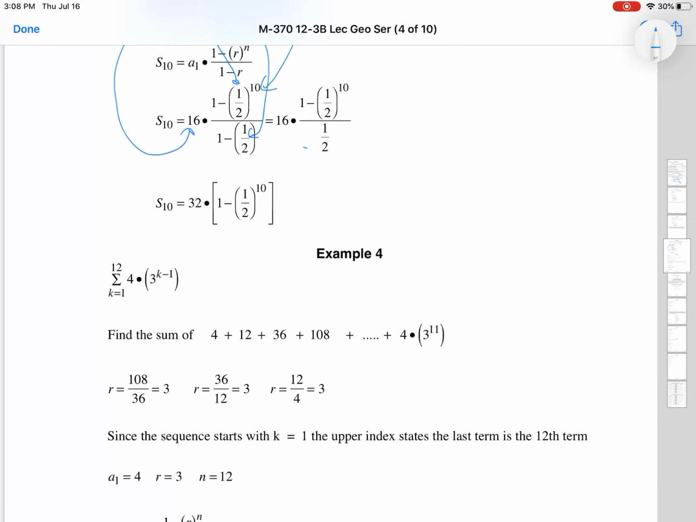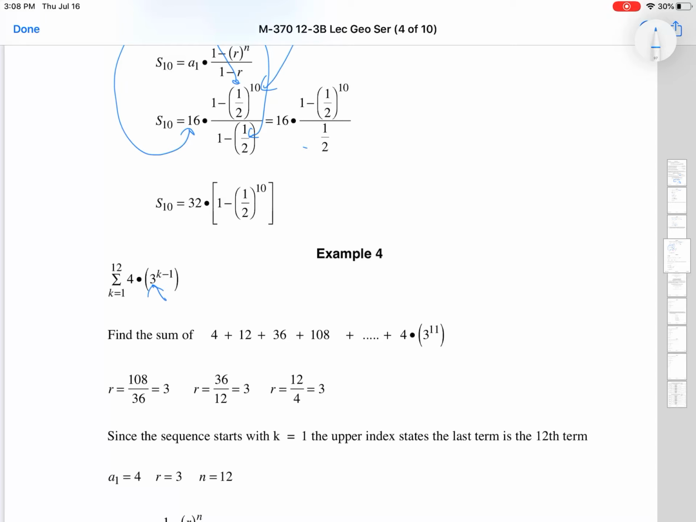Example 4 wants you to find the sum of this series right here. And so we're looking at that, and we have to decide, is that geometric or not? And so it's not bad to just put out the first few terms and realize, oh yeah, it's multiplying by 3 every time. We'll start to see that that's the common ratio.